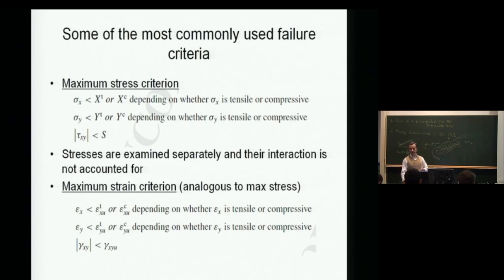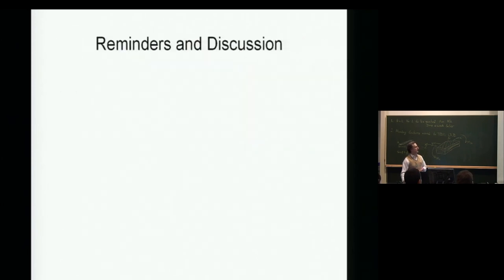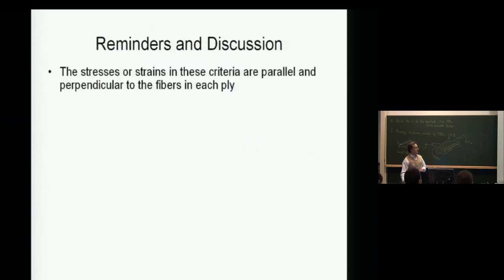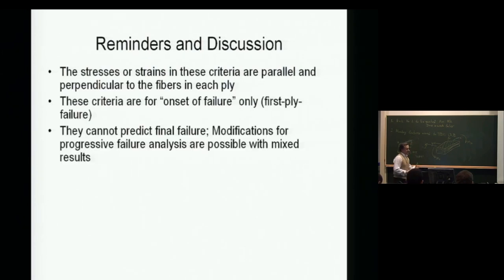So it can be very conservative because it only predicts onset of failure, first ply failure. Hence the name first ply failure criteria. They cannot predict in principle final failure. What you have to do now is say, okay, the load that was in the ply that failed has to somehow be carried by other plies.